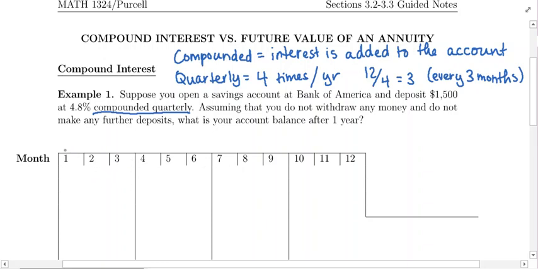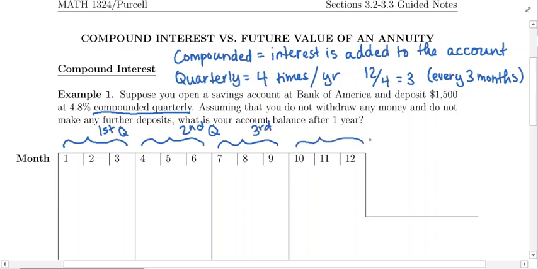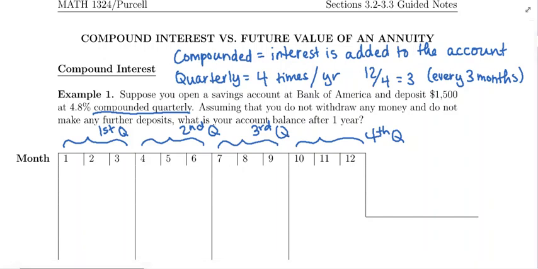That's why I have these vertical lines drawn every 3 months. Looking right here, months 1, 2, and 3 are the first quarter, months 4, 5, and 6 are the second quarter, months 7, 8, and 9 are the third quarter, and months 10, 11, and 12 are the fourth quarter. That's why I have this map drawn out this way. I've taken the 12 months of the year and broken them up into quarters. So 1 quarter is again every 3 months.